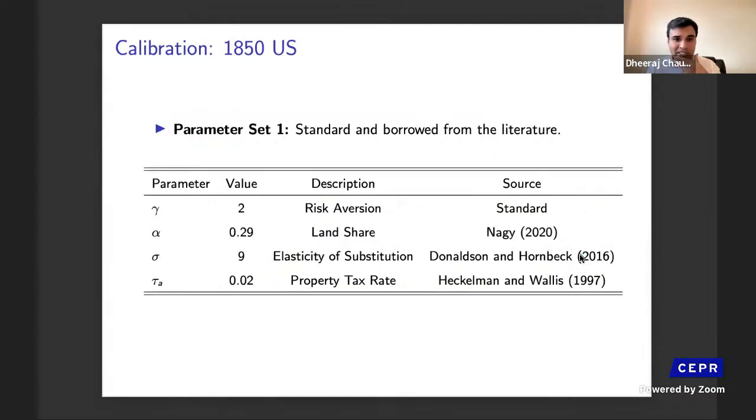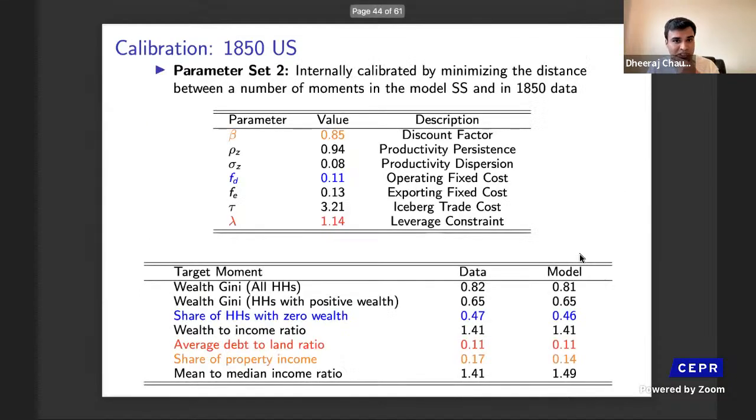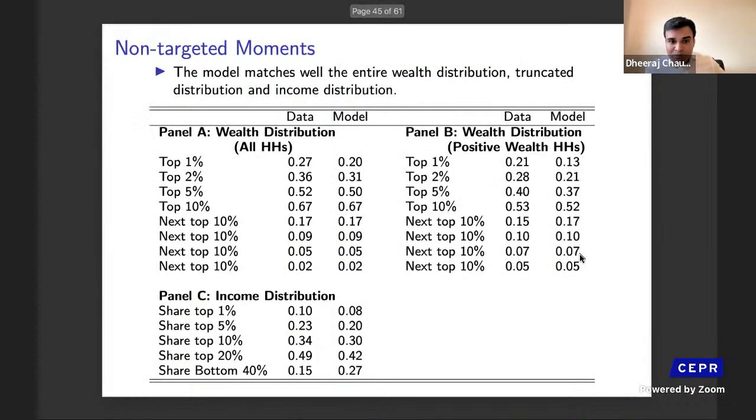Now I show you about calibrations. Calibration, this part is standard. Everything is borrowed from literature. For the second part, I calibrate 7 model parameters to match 7 moments in the data. And for this calibration, I'm able to generate the model moments that are very much in line with the data. I don't have time to go much into the detail about the calibration procedure, but let me show you how the model does in terms of non-targeted moments.